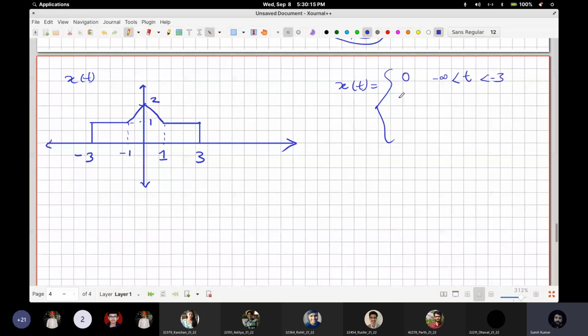So is the answer 20 by 3? I mean, I have just given you the question. I don't know what the answer is going to be. I will have to compute that.